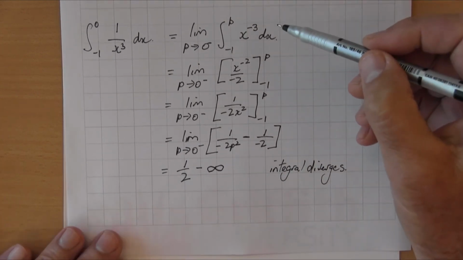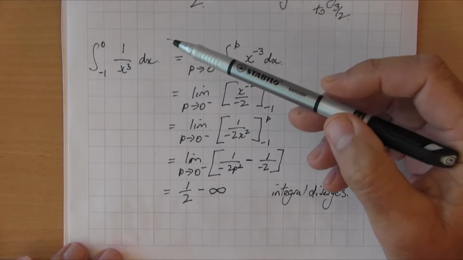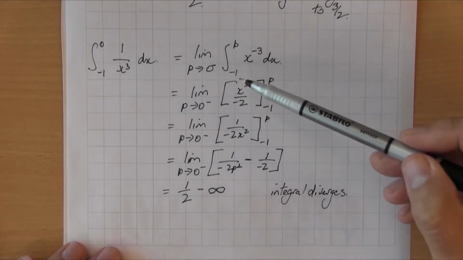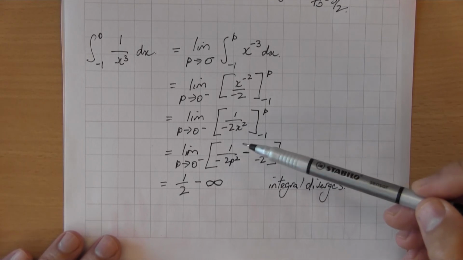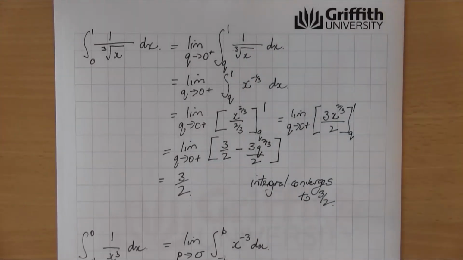And two different examples we've got here. Both of them at one of the ends of the intervals the function is discontinuous, and one of them will diverge, and the one we did up the top here will converge.